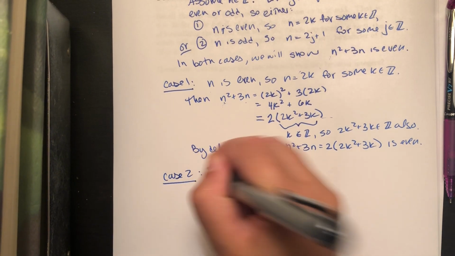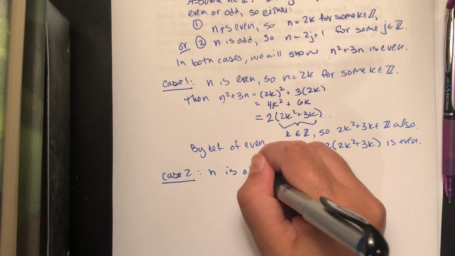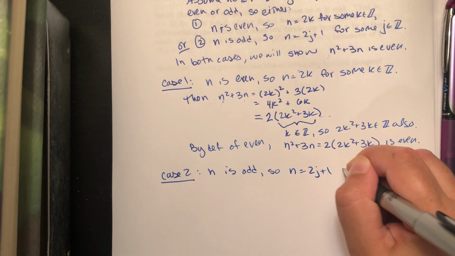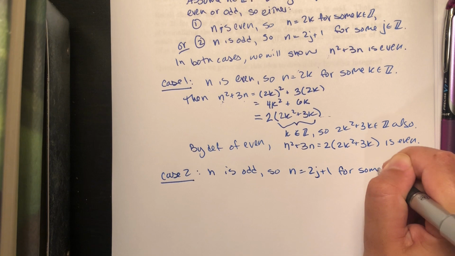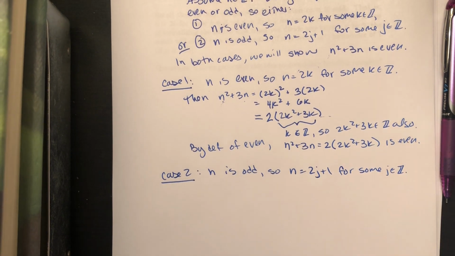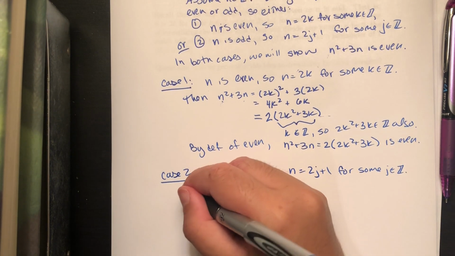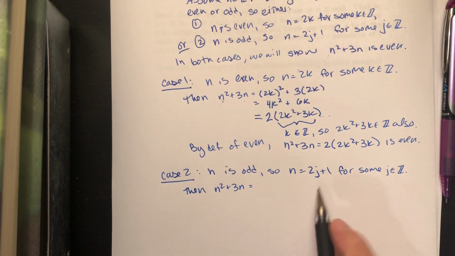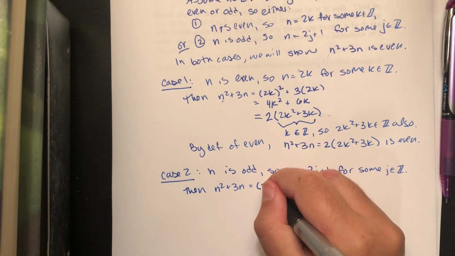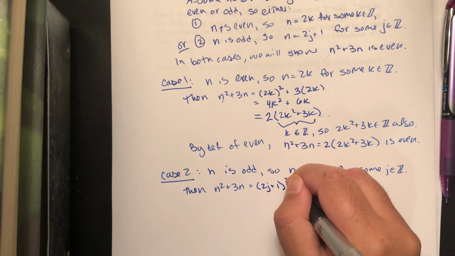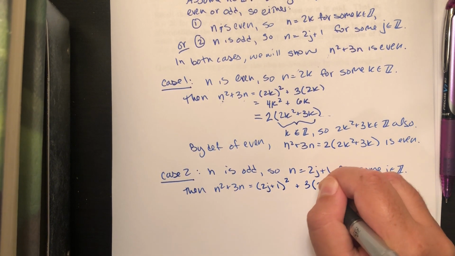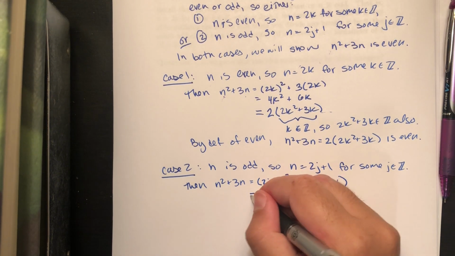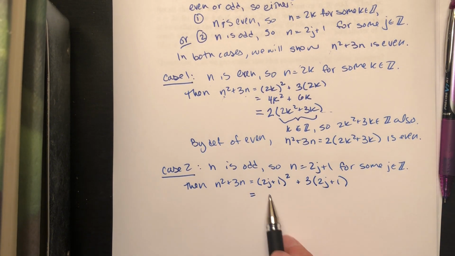Case 2, n is odd. So n is equal to 2j plus 1 for some integer j. All right, then we would have that n squared plus 3n is equal to, we need to substitute in 2j plus 1 here. (2j plus 1) squared plus 3 times (2j plus 1). This is going to be a little bit messier to expand, but it's just algebra.